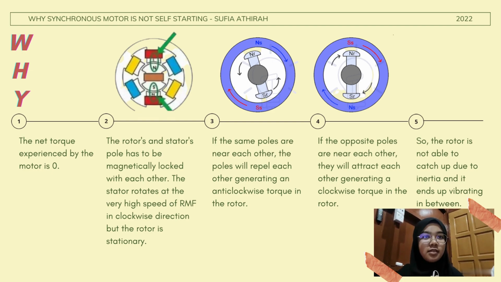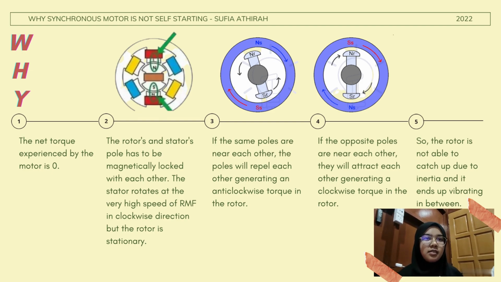But in order for this synchronous motor to be self-starting, the rotor's and the stator's poles have to be magnetically locked with each other. For example, as shown in the figure, the south pole of the stator has to be attached with the north pole of the rotor. However, we can see that when the motor is operating, the stator RMF will rotate at a very high speed in a clockwise direction, leaving the rotor behind because initially the rotor is stationary.